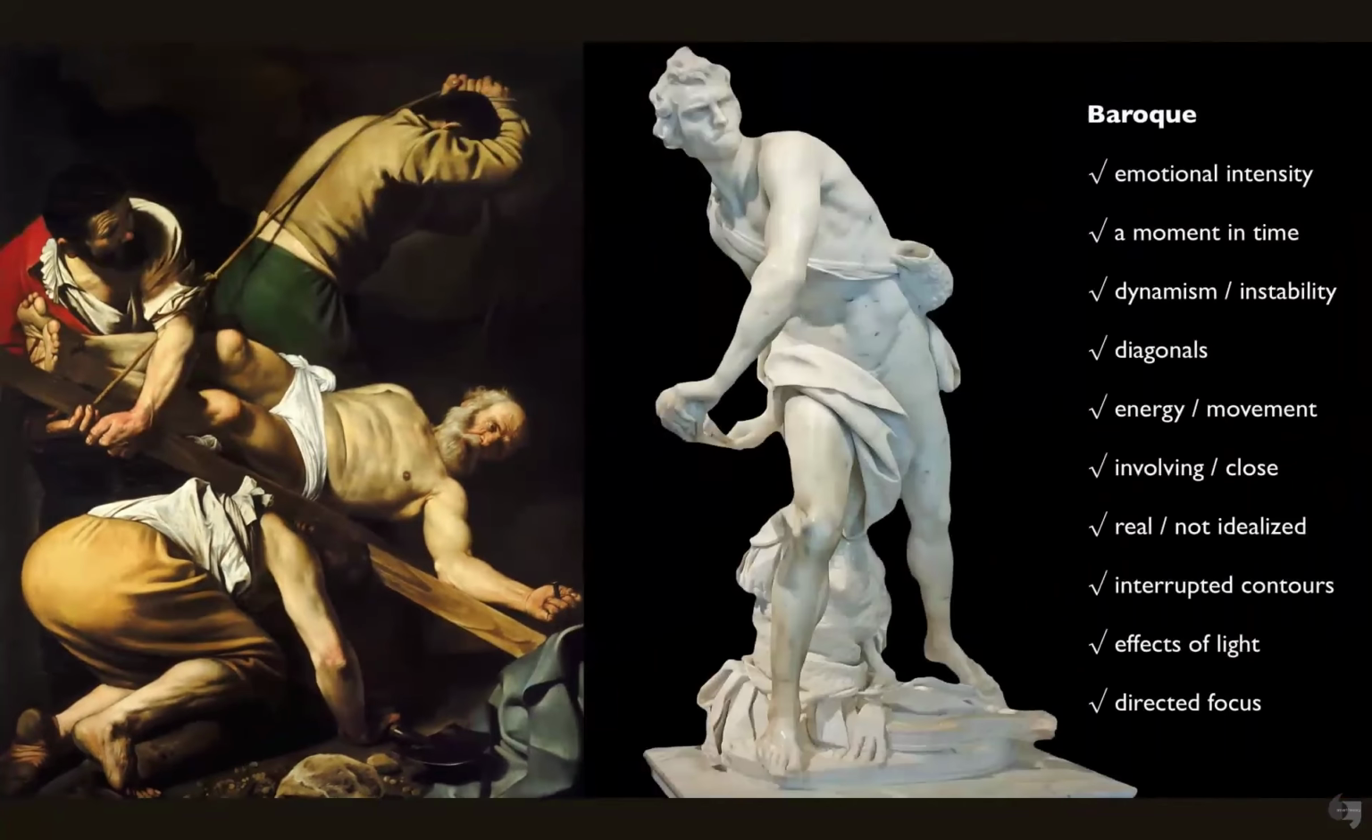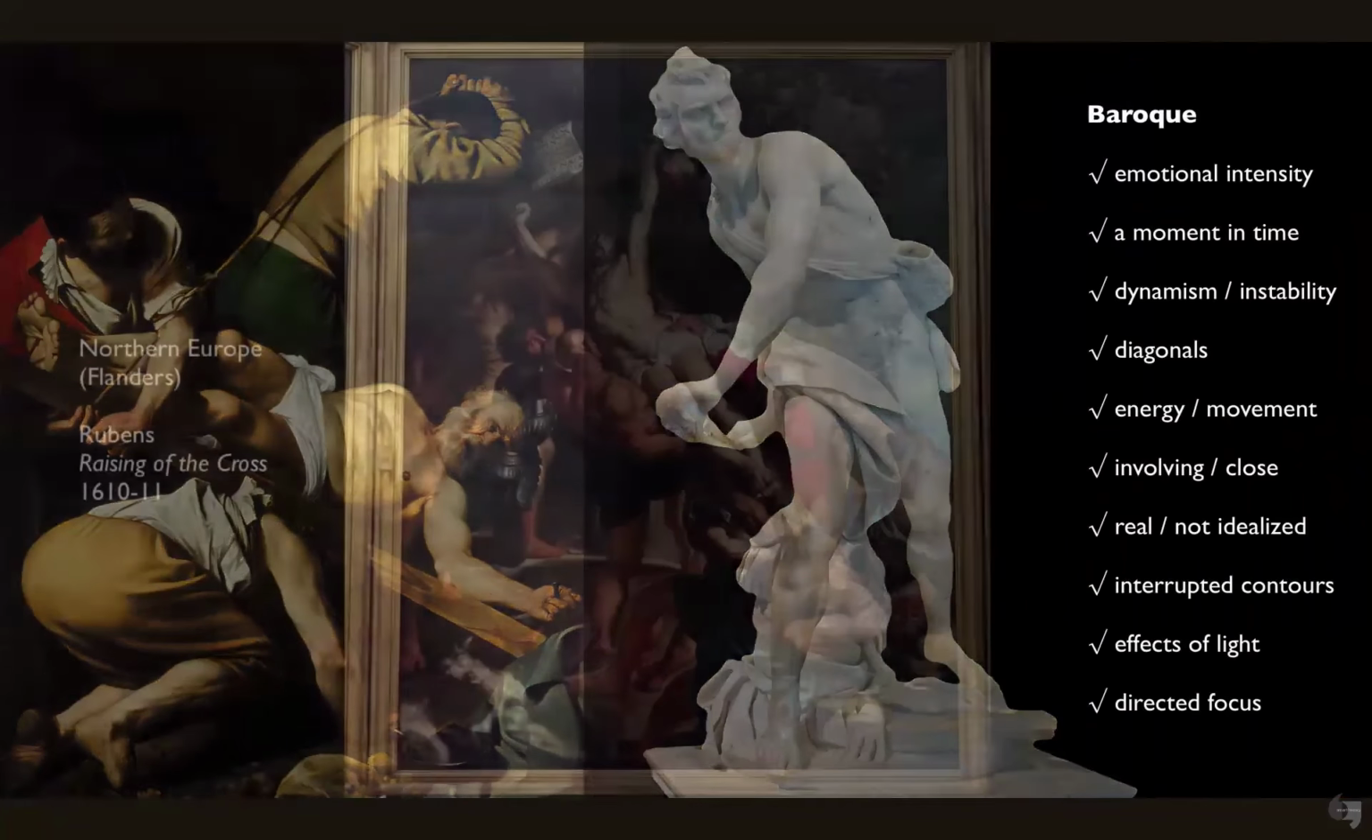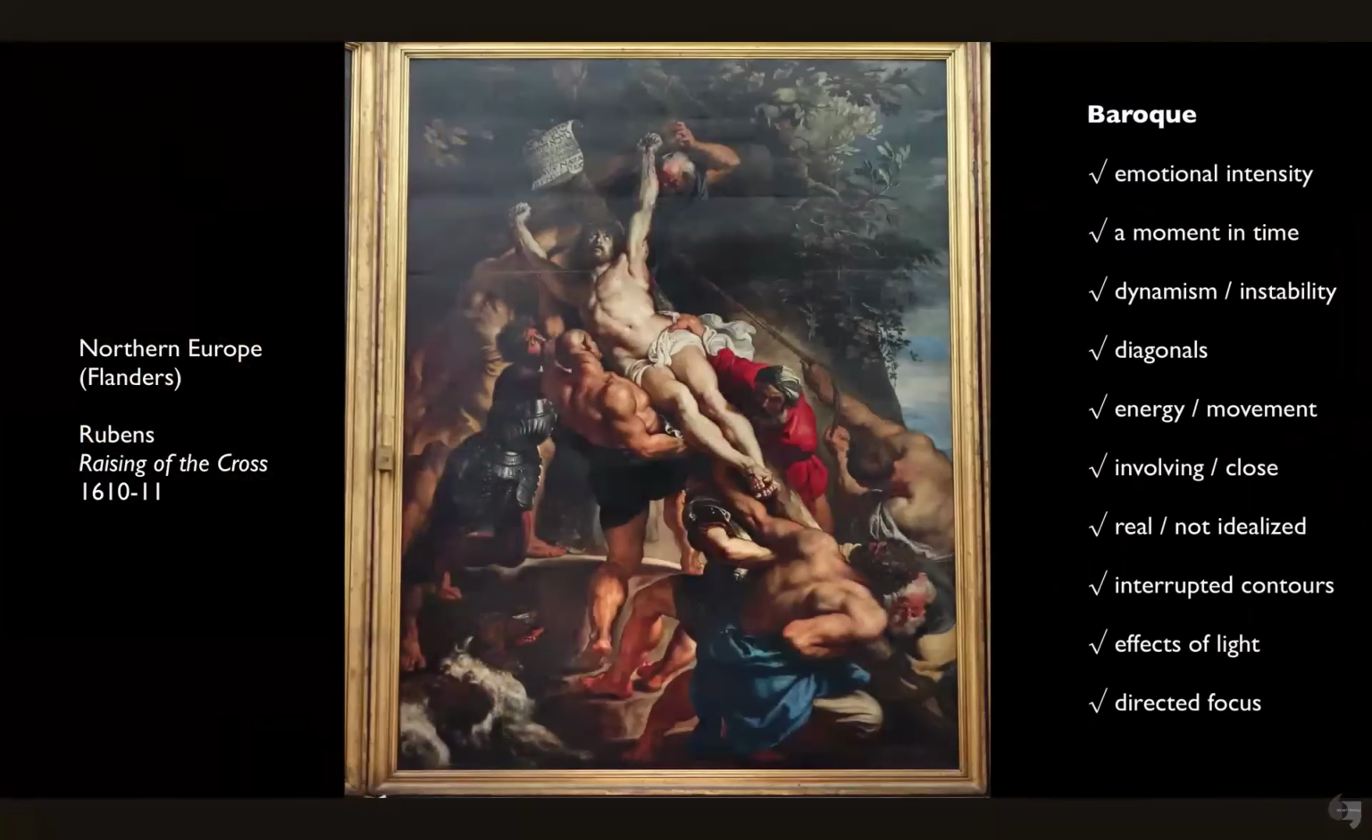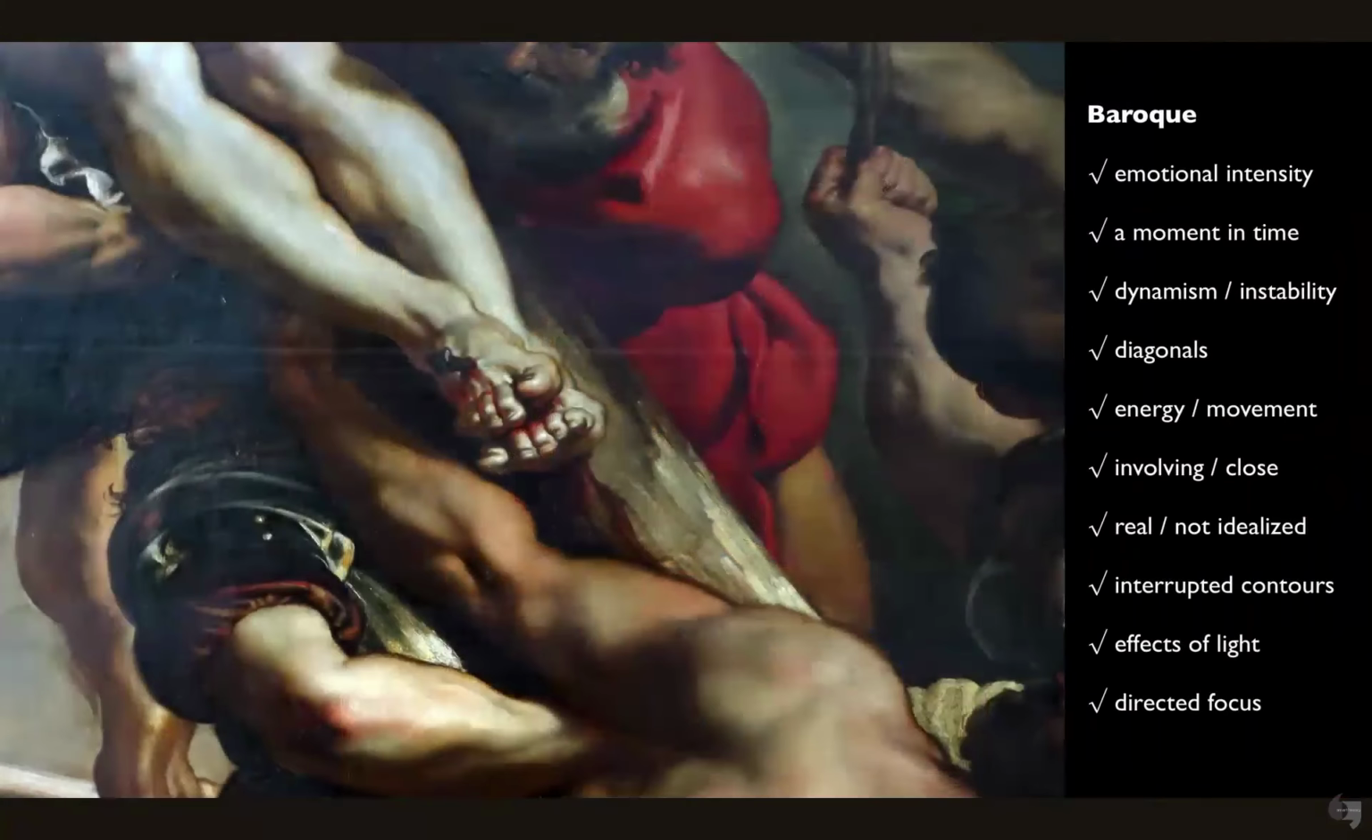So all of the art that we've looked at has been Italian. Can we see these same characteristics in art that's being produced north of the Alps? We can certainly see it in the art of Rubens. If we looked at Rubens' Raising of the Cross, we would see a diagonal. We would see dramatic contrasts of light and dark.